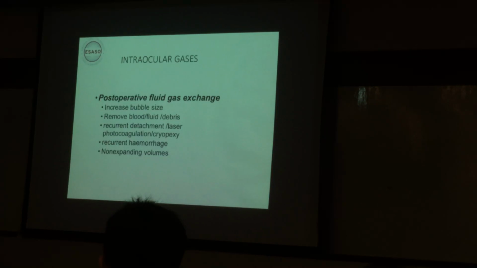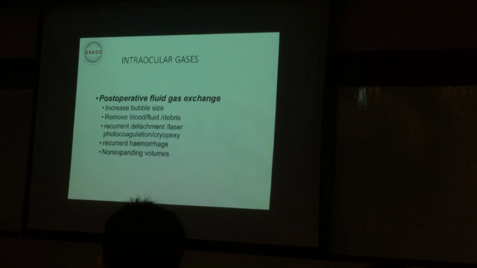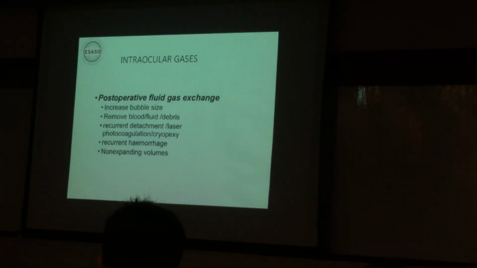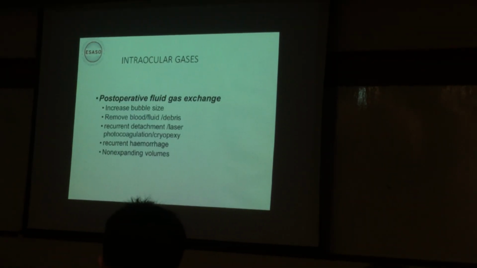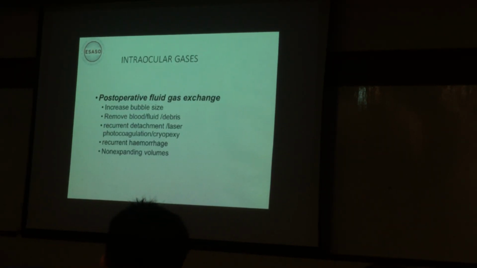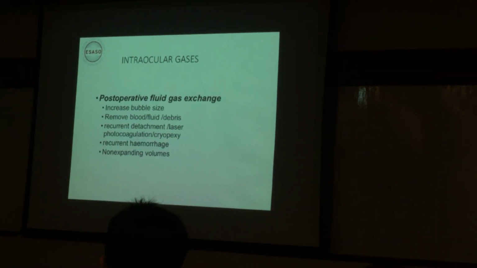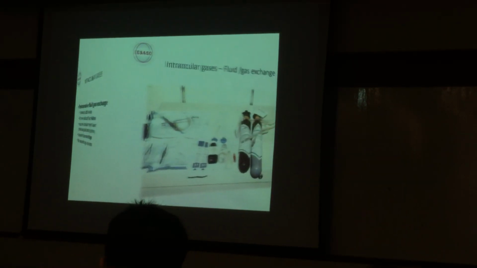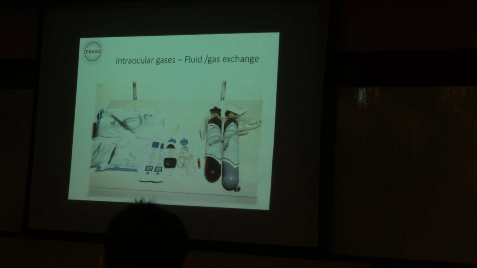It's useful as a post-operative fluid gas exchange because sometimes you need to increase the size of the bubble. Sometimes there's blood and debris and fluid within the vitreous cavity, and you can do a post-operative fluid gas exchange. For example, there's a secondary detachment, and you still think that by just adding more gas and additional laser, it might be able to relieve the detachment. But in these cases, always use non-expanding volumes. And you can do this in the outpatient clinic setting.